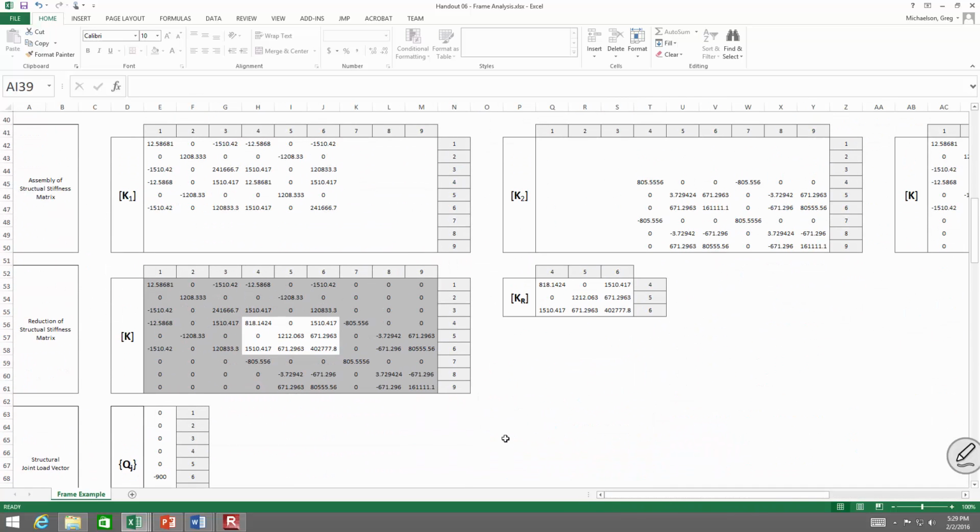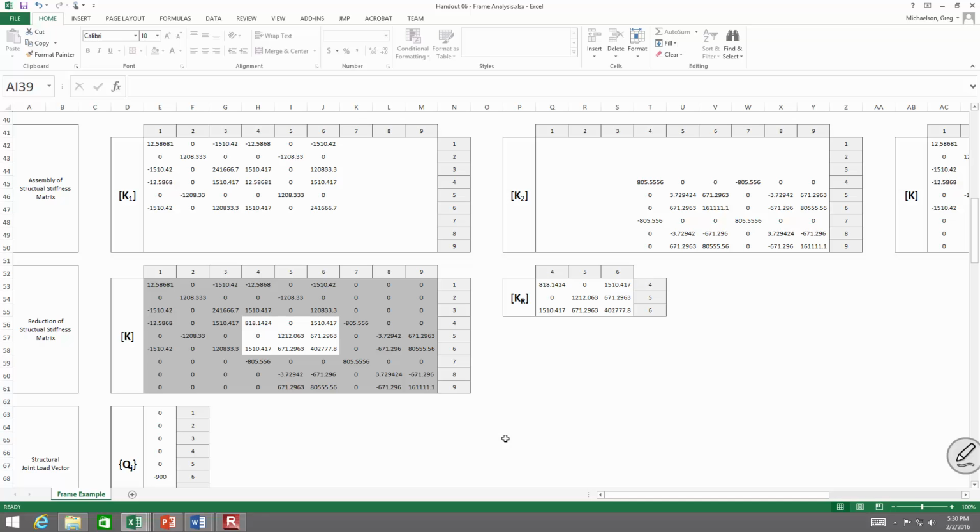Reduce it and see what we're eliminating. 1, 2, 3, 7, 8, 9. Why are we eliminating those? It's a fixed support. Fixed supports resist translation in both directions as well as moments. So this will be a 3x3 system when it's all said and done.